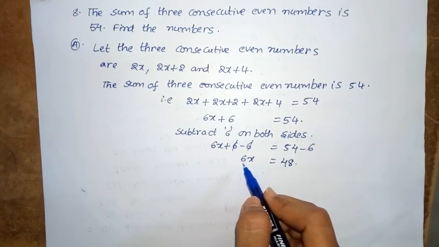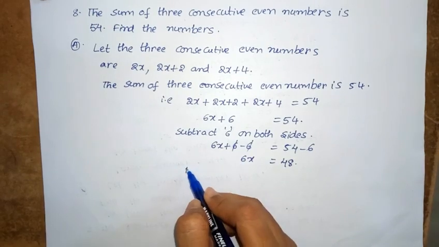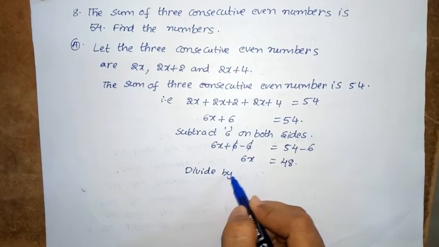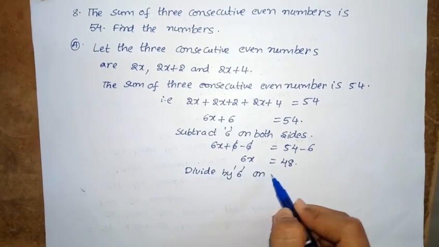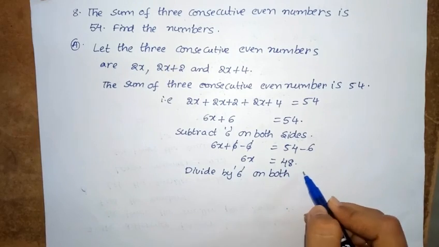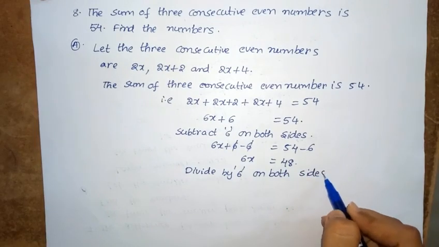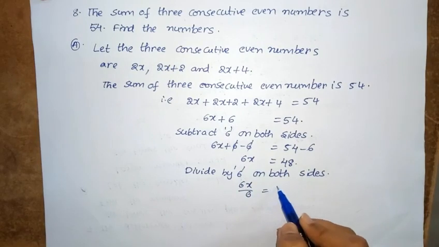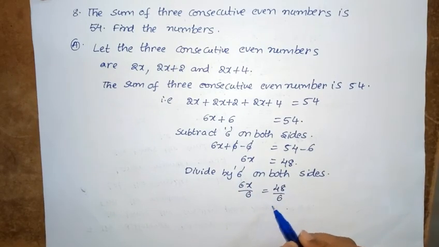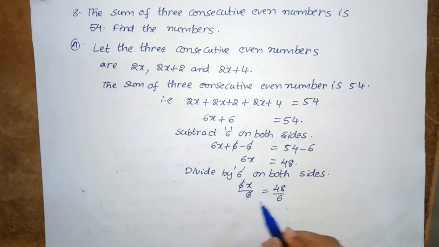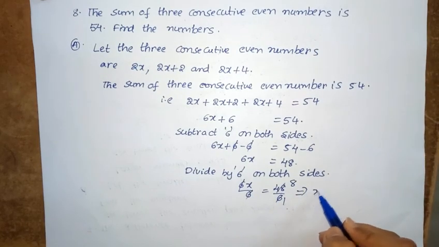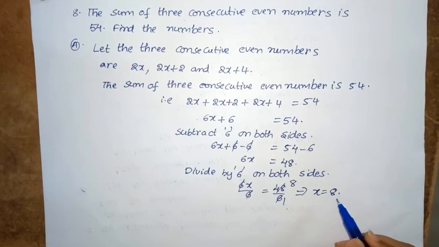So now remove 6 by dividing both sides by 6. 6x by 6 is equal to 48 by 6. Numerator 6, denominator 6 cancel. 6 ones are 6, 6 eights are 48. So now x is equal to 8.